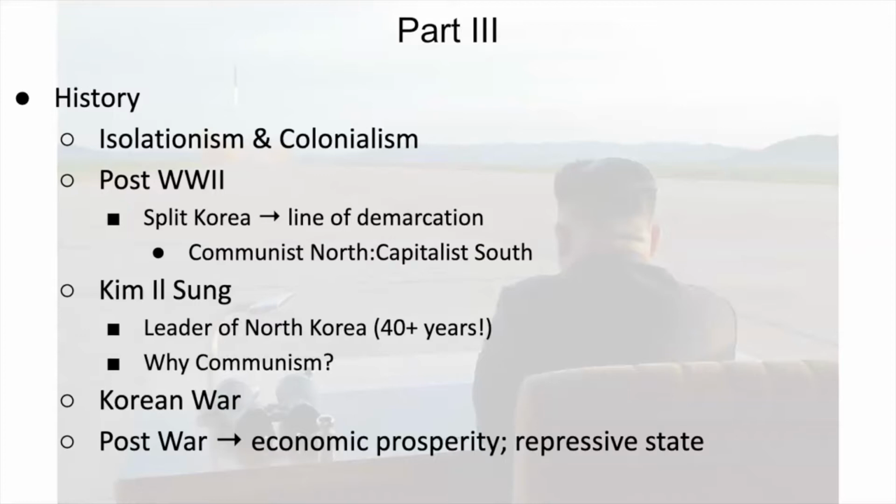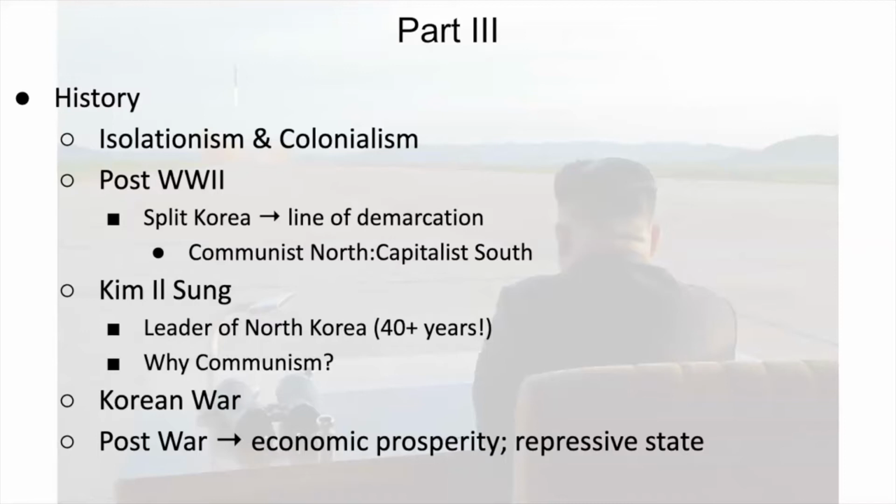Moving forward, after World War II, Japan is removed, and the two main influences removing Japan are the Soviet Union coming in from the north and the United States coming in from the south. The two big world powers that come out of World War II. So it has a communist influence in the north and a capitalist influence in the south.